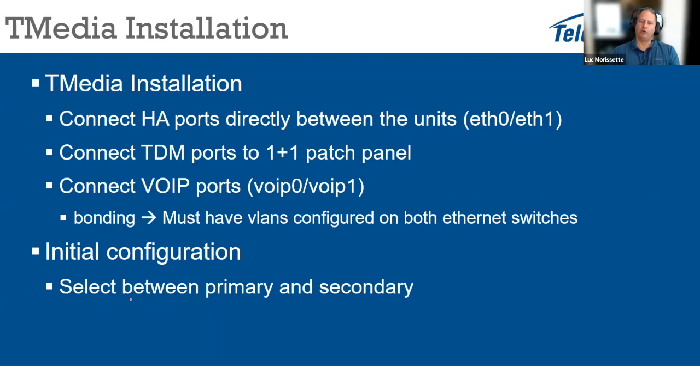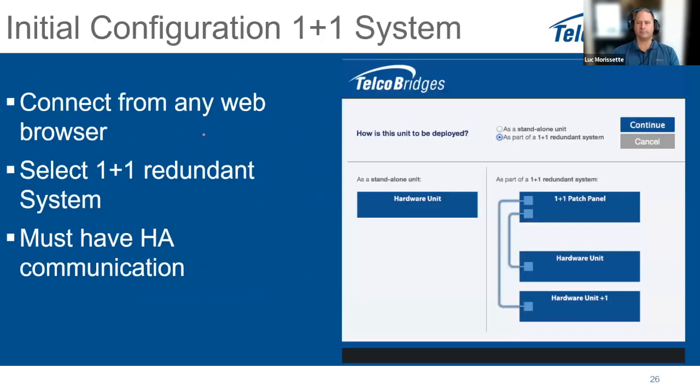All right. The initial configuration will be slightly different for the primary unit and the secondary. So when you connect to the web browser for the first time, you will get to this page here, which will say, how is this unit to be deployed? All right, so you have the choice of standalone or 1+1 redundant. So here in our case, we will want to use a 1+1. You see here a unit by itself or a 1+1 system like this.